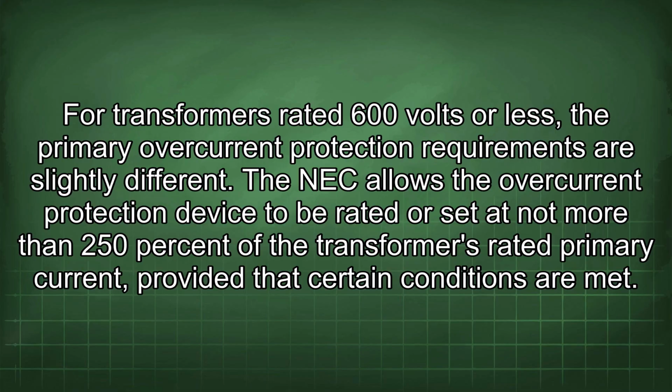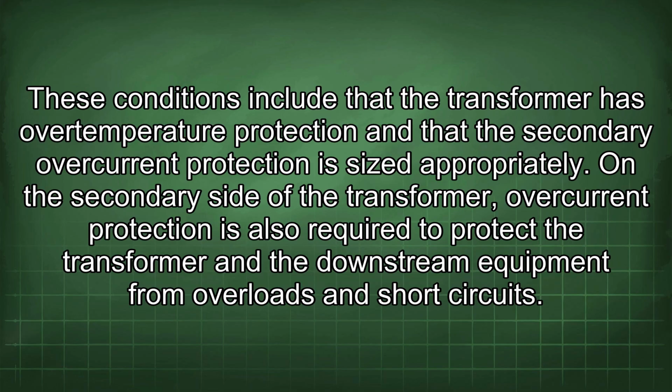For transformers rated 600 volts or less, the primary overcurrent protection requirements are slightly different. The NEC allows the overcurrent protection device to be rated or set at not more than 250% of the transformer's rated primary current, provided that certain conditions are met. These conditions include that the transformer has over-temperature protection and that the secondary overcurrent protection is sized appropriately.